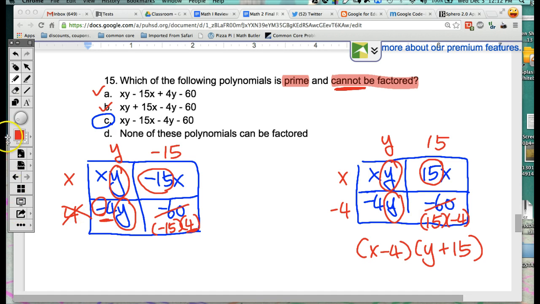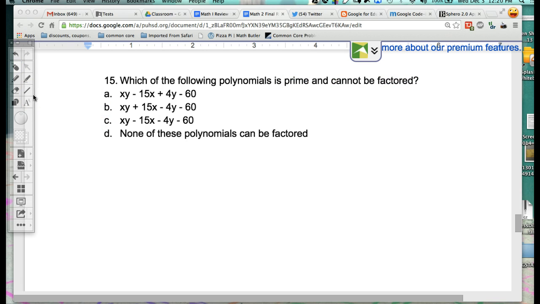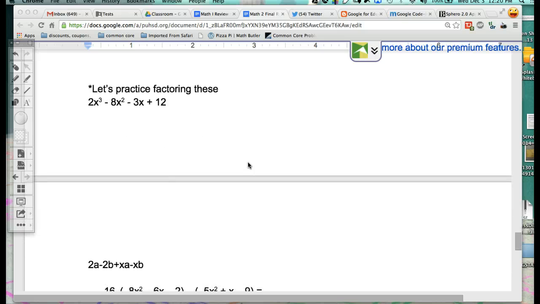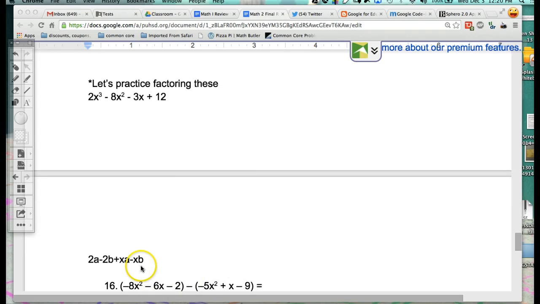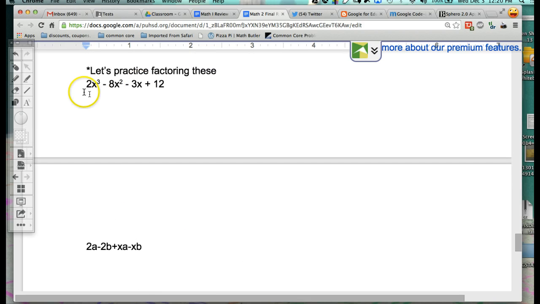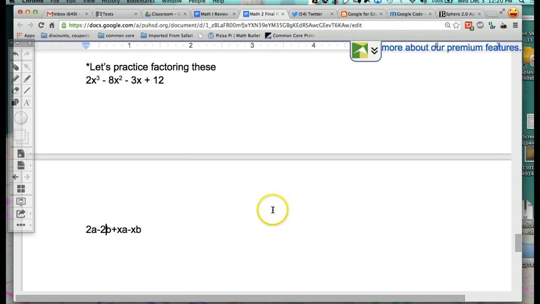Okay, now what I want you to do is simply factor. Let's just practice factoring these. I have two questions right here, one here and another one right there. You see that? Ready? Go.